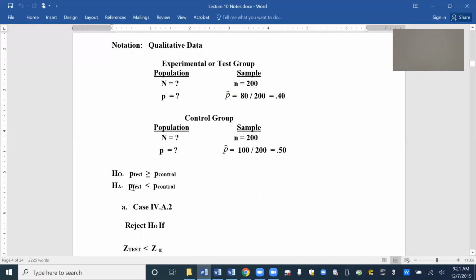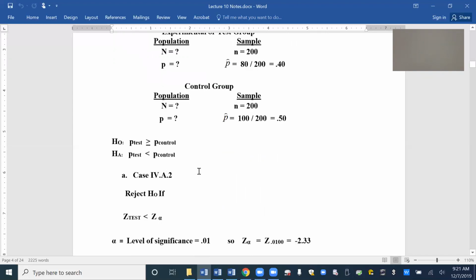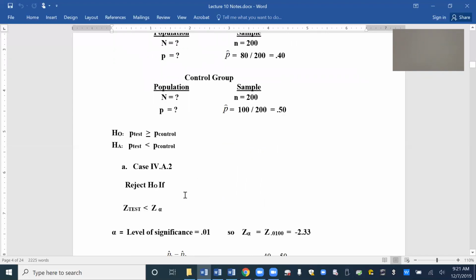All right, so I'm trying to show that the proportion of the people who went back to prison in the test group is less than that of the control group. The hypothesis is whatever's left. All right, so you've done the hard part. Concerning alpha, the error.